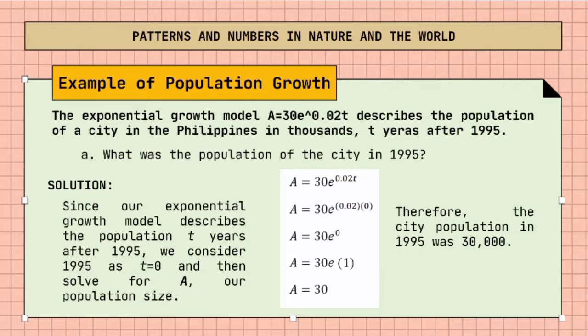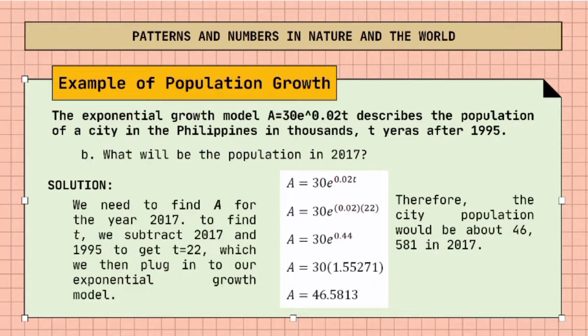Next, A = 30 × 1, because e raised to 0 is equal to 1. So A = 30. Therefore, the city population in 1995 was 30,000.